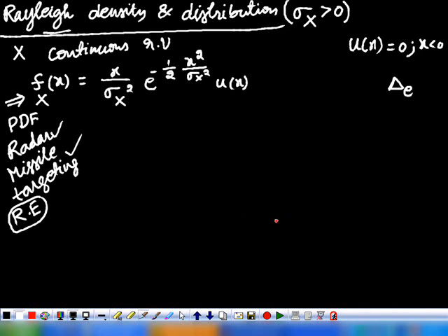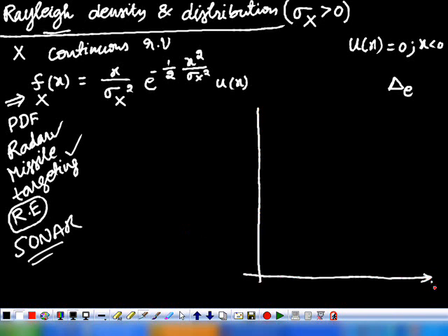Similarly, the Rayleigh density is used in the analysis of radar signals and in radar detection and sonar detection. You might have heard about sonar also. So these are the various applications of the Rayleigh density and distribution. Of course, we have the density function, we can find the corresponding distribution, and probabilities can also be applied. The probability of x less than or equal to some value, or the probability of x lying between two different values. We see how the plot looks like. For that, we use a graphical representation of the density function.